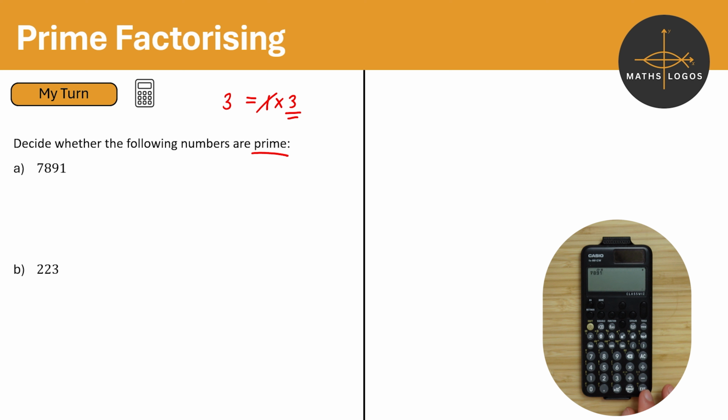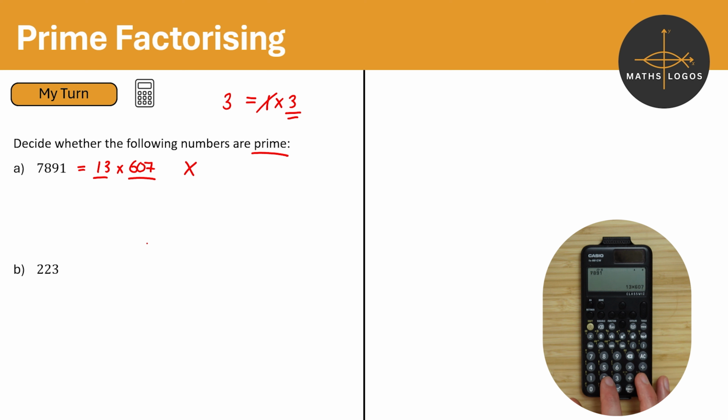I'll type that in. Quite a large number, so it would be very hard for you to know if that's prime or not. And then we'll click execute and then format and down to prime factor. And what my calculator shows me is that 7,891 is equal to 13 multiplied by 607. Now what that means is both 13 and 607 are factors of 7,891, and therefore it's not a prime number because it has more factors than just 1 and itself. So I would say that's not prime.